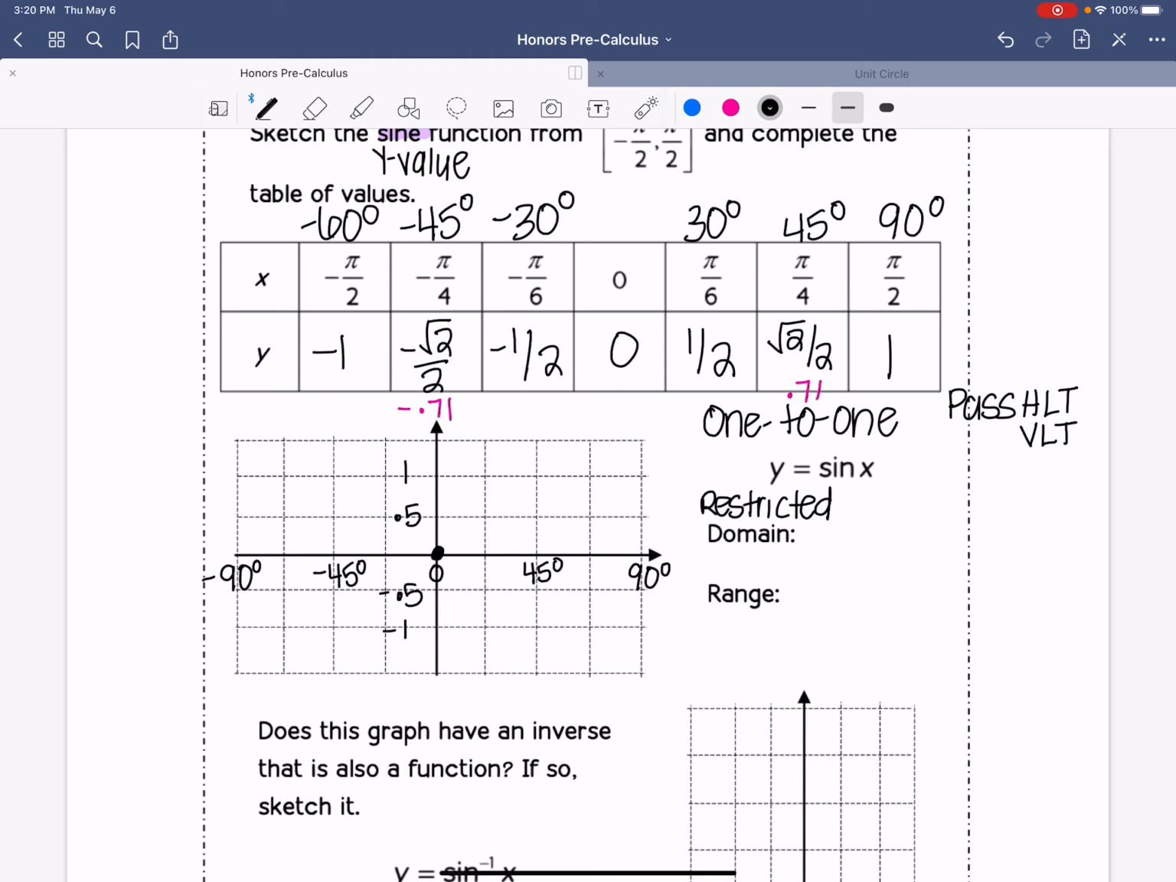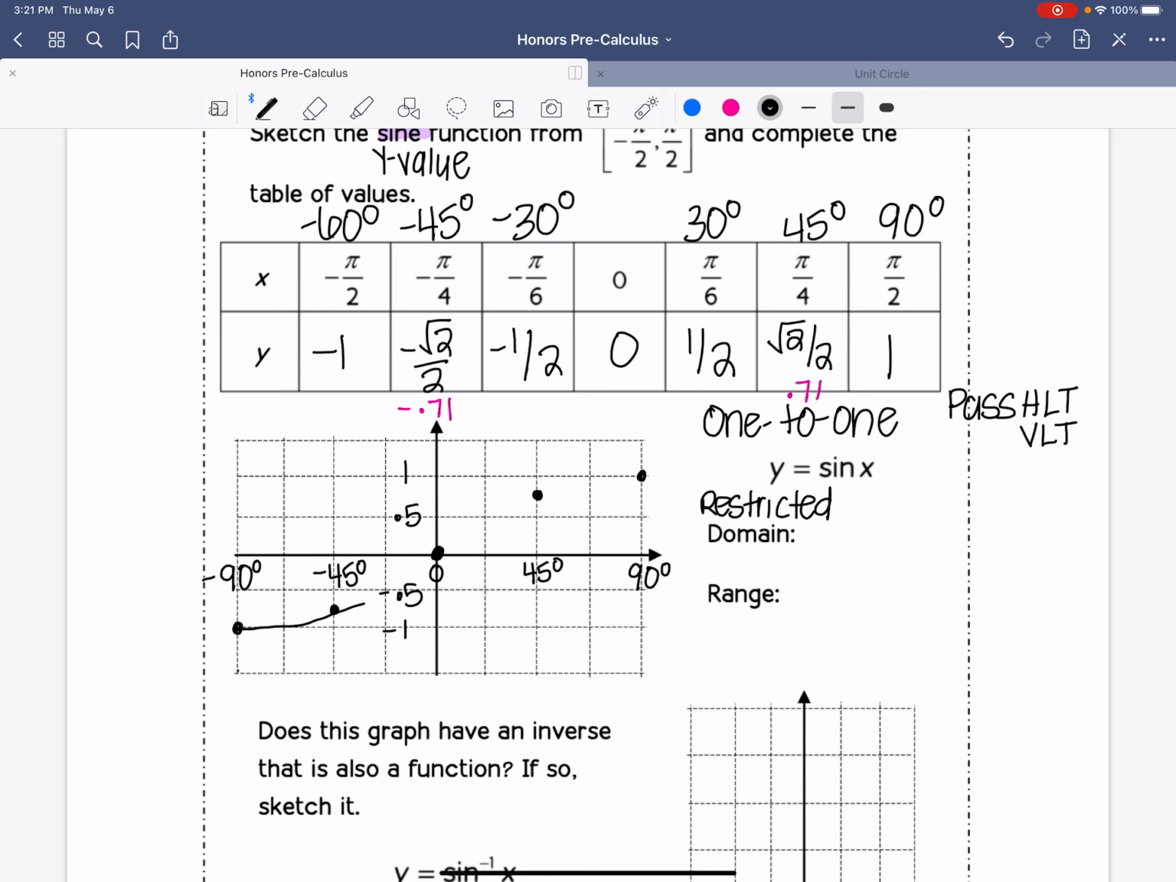So if I graph this, at 0, 0, I'm still going to have 0, 0. Actually, let's skip 30 and go straight to 45. At 45, we're going to do approximately 0.71. And then at 90, we're going to do 1. Now I'm going to go back in the negative direction. At negative 45, I'm going to do negative 0.71 and negative 1.